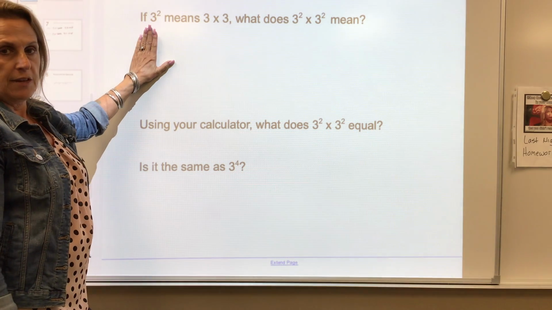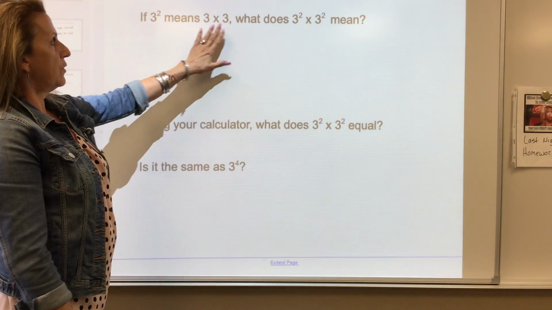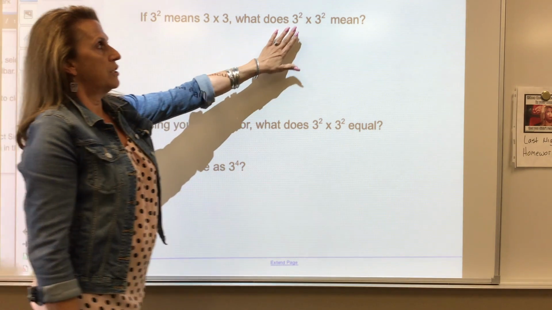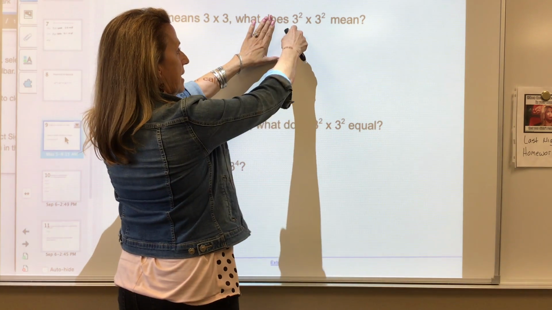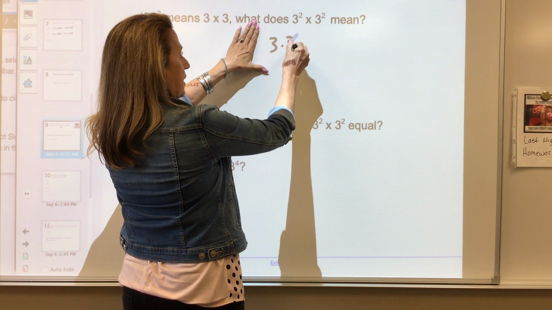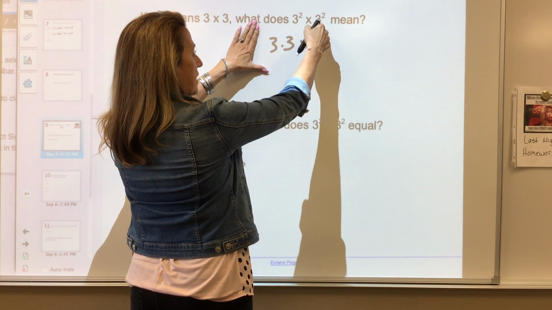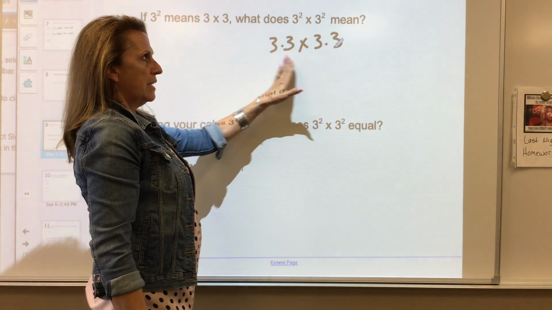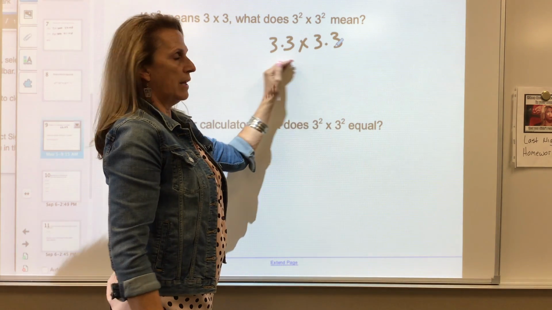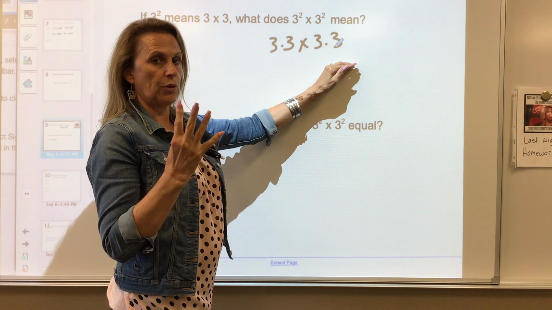So think about this. If 3 to the 2nd means 3 times 3, what does 3 to the 2nd times 3 to the 2nd mean? Well, that means that this is 2 3's, and I multiply it by this, which is also 2 3's. How many 3's do I really have? I'm just multiplying straight down the line. I really have 4 3's.